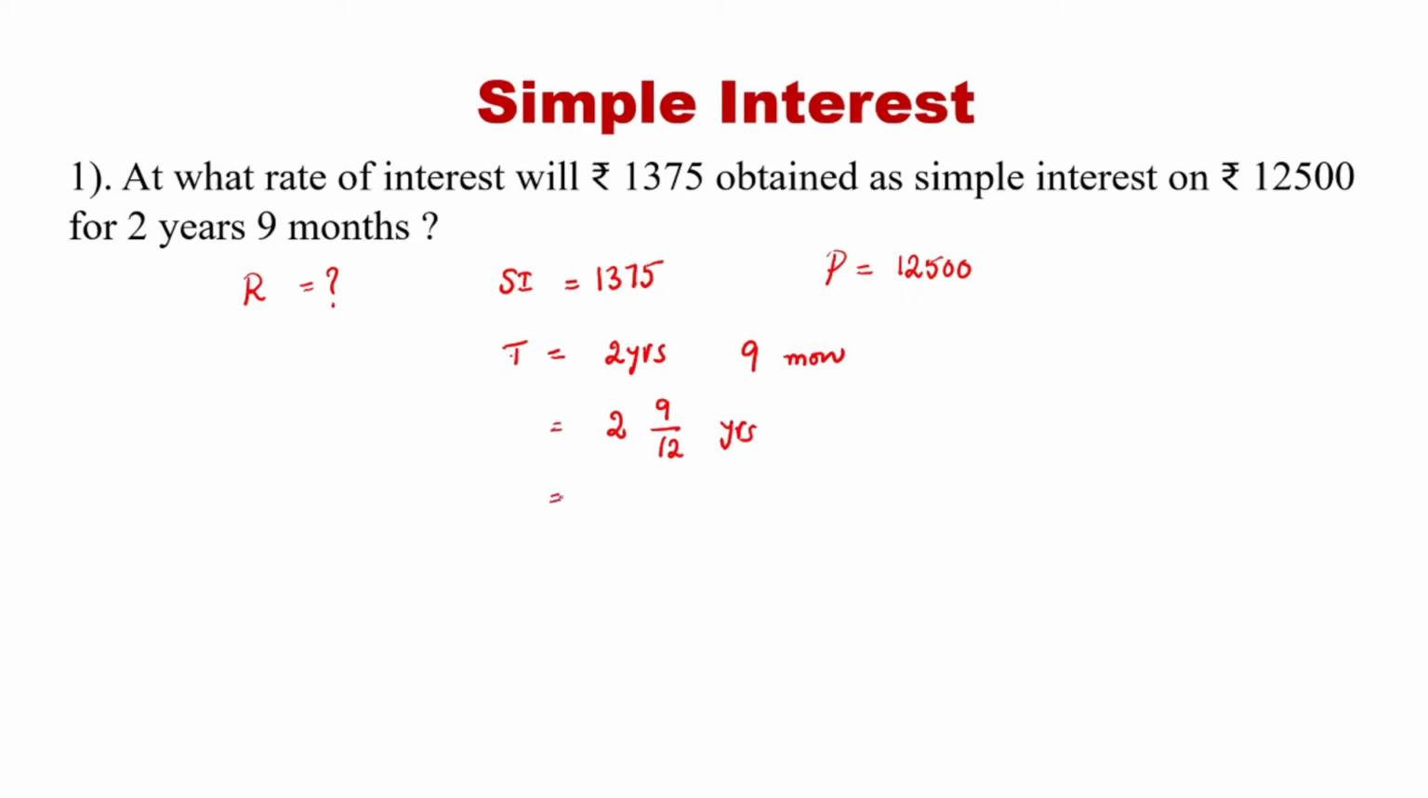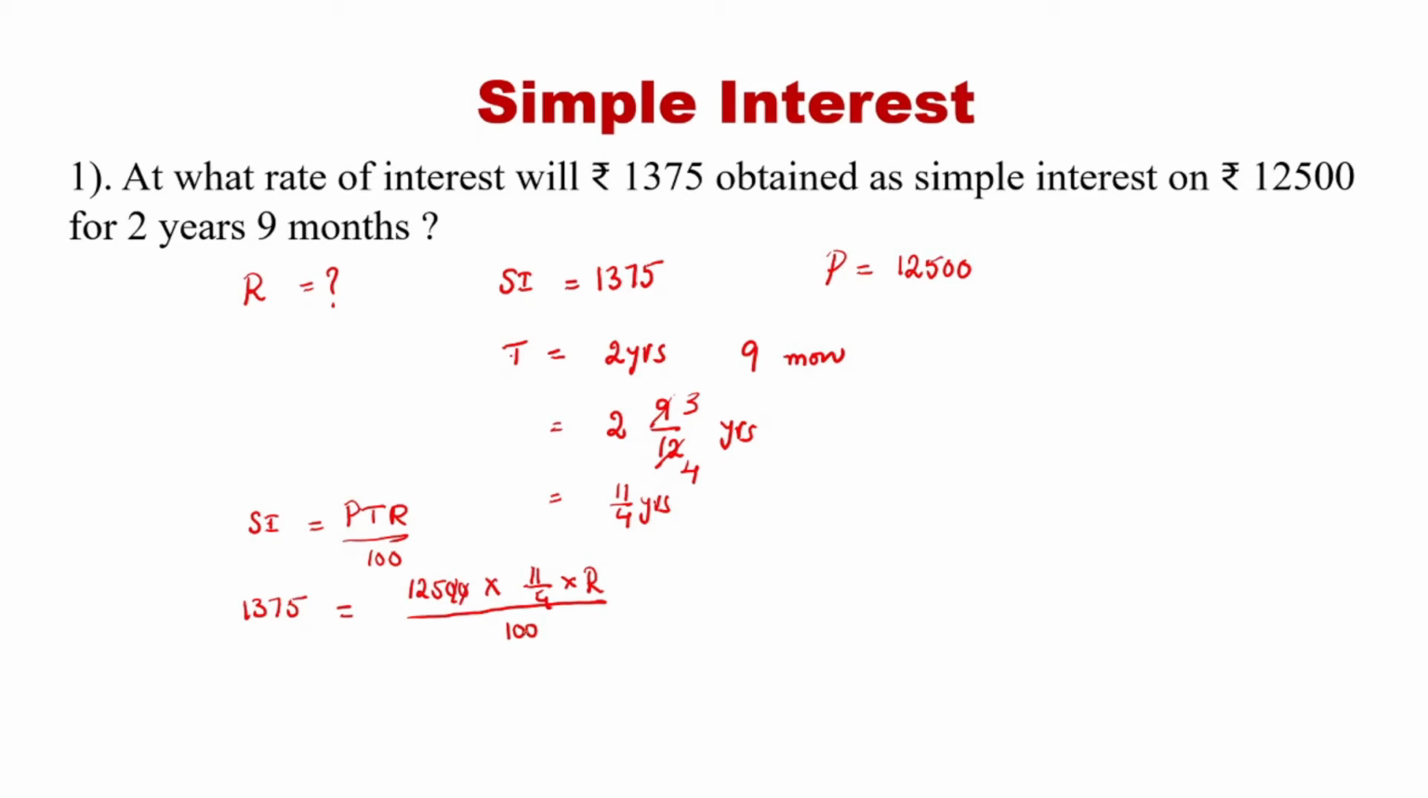Here 3 cancelled 3 times and 3 cancelled 4 times. So 4 into 2 is 8, 8 plus 3 is 11, 11 by 4 years. Now the formula for simple interest is SI equal to PTR by 100. SI value is 1375 equal to P value 12,500 into T value 11 by 4 into R value, which we don't know, divided by 100.